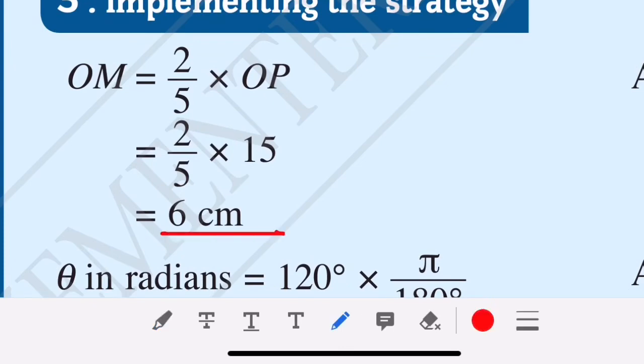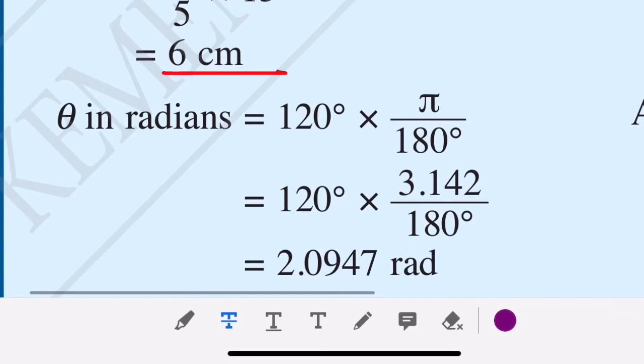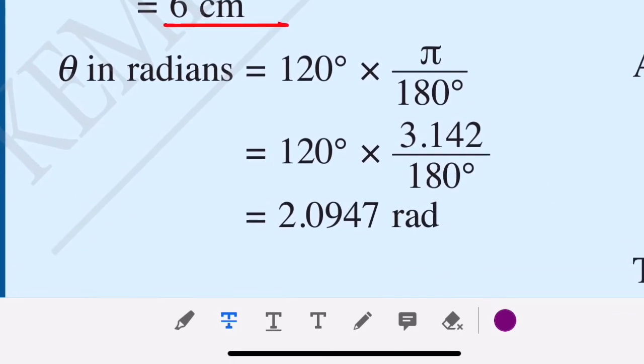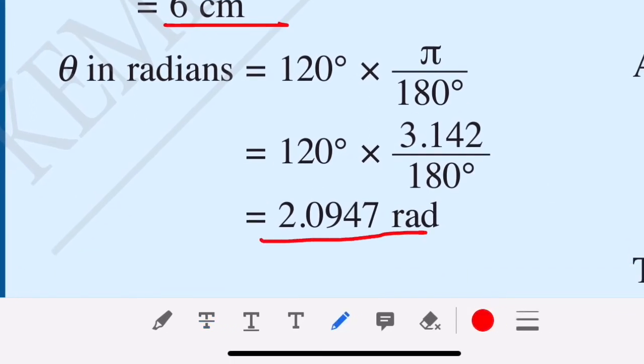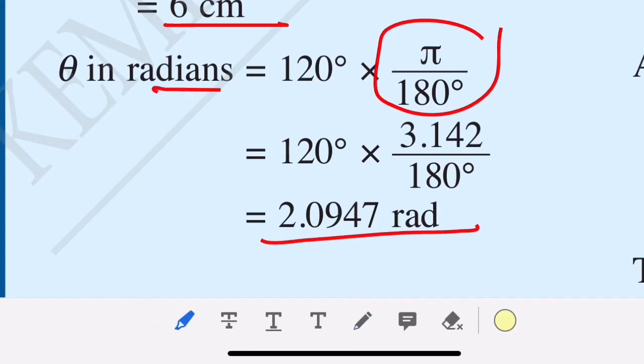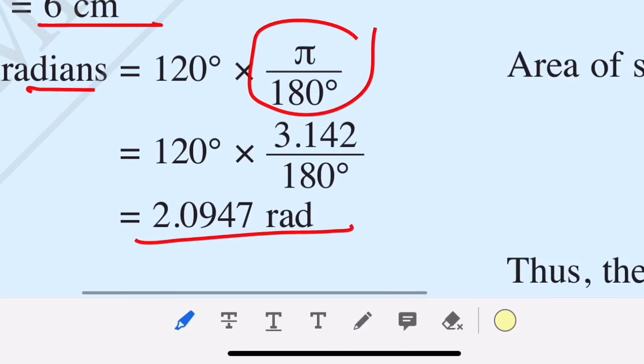Then we have 6 centimeter for OM. You use a ratio like just now I showed you. And the angle 120, you must convert to radian. You must times pi over 180 degree. Okay, so we have the angle is 2.0947 radian.